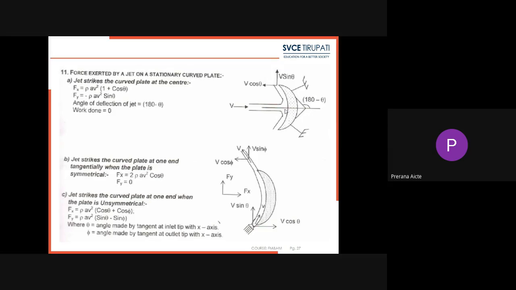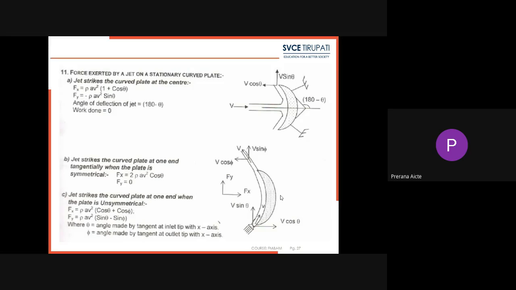Another condition, the jet strikes the curved plate at one end tangentially when the plate is symmetrical. So here the water is flowing in a tangential direction to the curved plate at one end. And in this case, the force acting on the plate can be calculated as Fx equals 2 rho A V square into cos theta, and Fy will be 0.